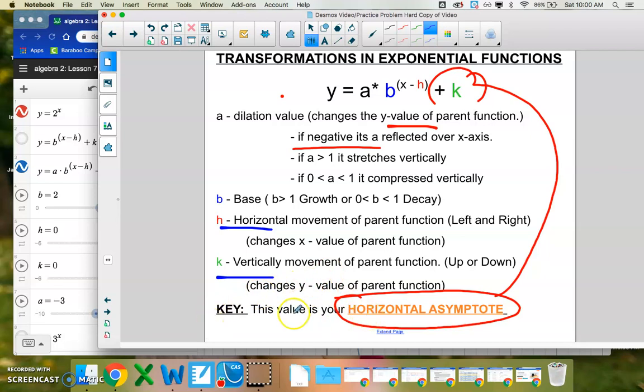The big huge key is that without having to graph, you should be able to find your horizontal asymptote by looking at, am I adding or subtracting to the parent function? If you are adding or subtracting to the parent function, your horizontal asymptote will be that K value, or the value that you are adding or subtracting to the parent function. So in terms of the process of graphing these, you should always do your dilation value first, and then do your left and right movement when you're graphing these.